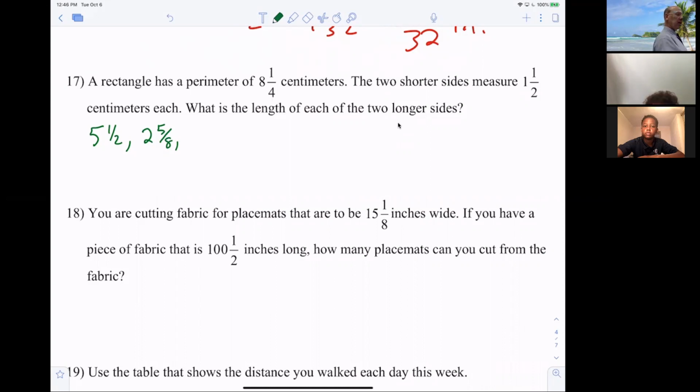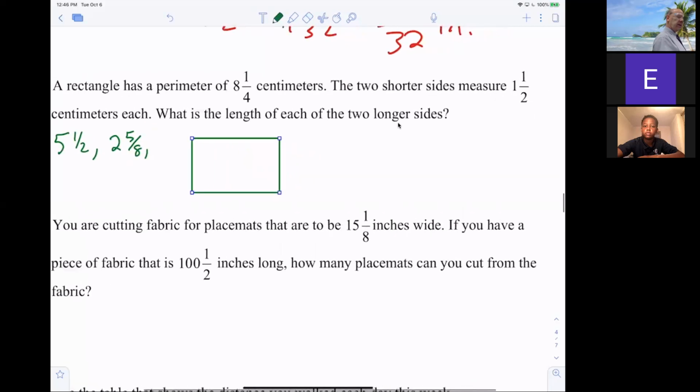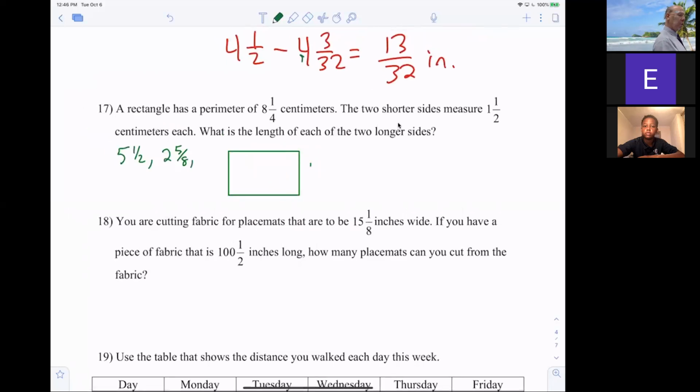So the main thing is, again, I want everybody to draw a rectangle, or try to draw a rectangle. Okay, my iPad's a little dirty today. It's not drawing the shapes very good, so let's try one more time. Now, it says that the shorter sides are 1.5 centimeters, so I wanted everybody to draw 1 1/2, 1 1/2. Now it says the perimeter is 8 1/4.